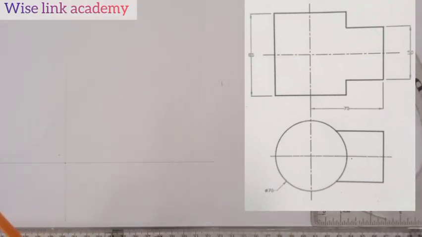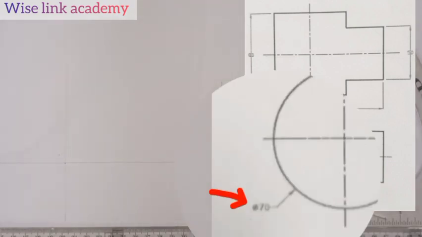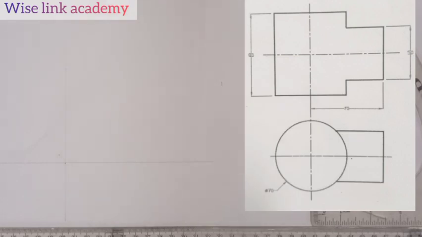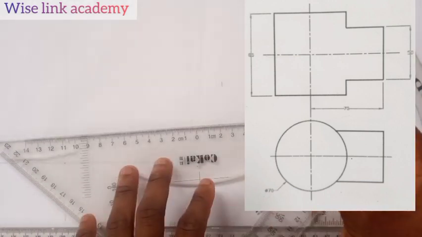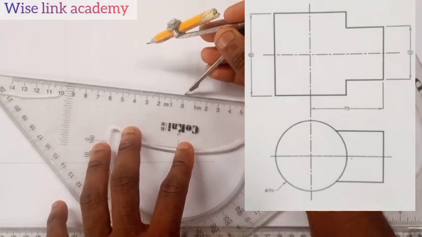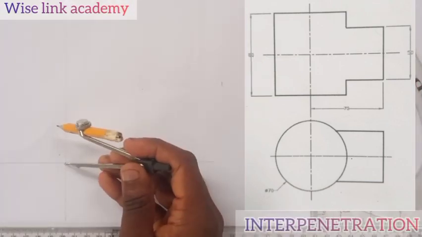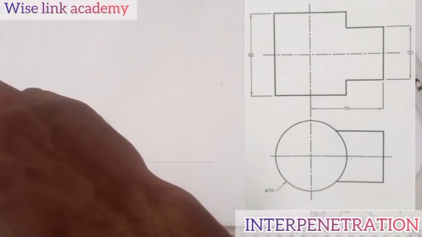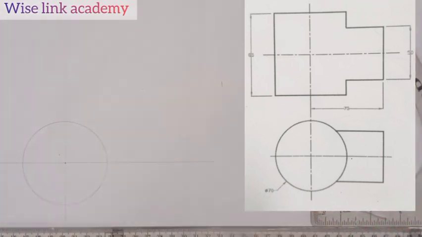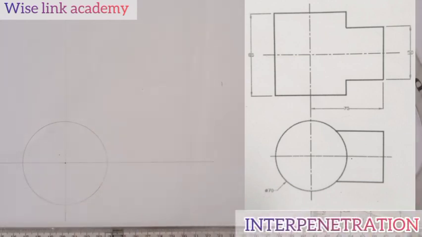As you can see, the circle has a diameter of 70. So I need to get the radius: 70 divided by 2, I'll have my radius to be 35. With the help of my meter rule, I'll measure out 35. This is 0, this is 30, 35 at this section here. I'll place it at the center to draw the circle this way. So this is the circle, and this is our plan.